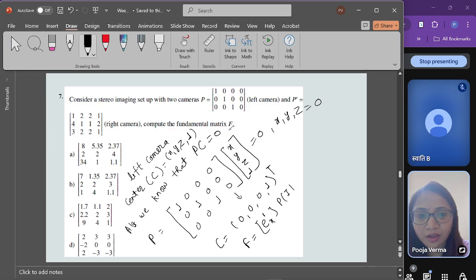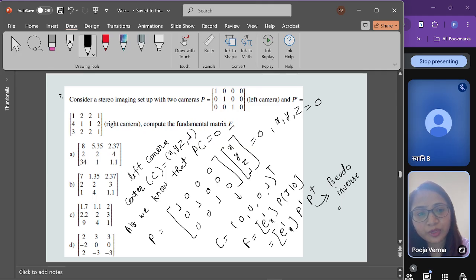Now for the fundamental matrix, already we know that we have to calculate E dash cross P I is given as 0. One another formula is also there. You can rewrite it as E dash cross P dash P plus. And already you know that we call it the pseudo inverse of the P matrix. Okay.